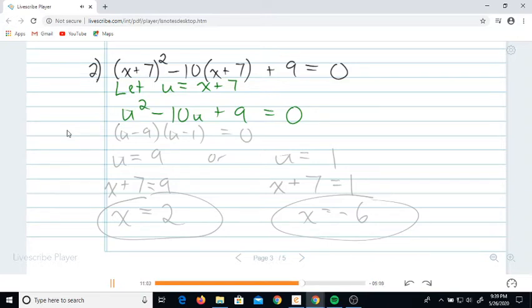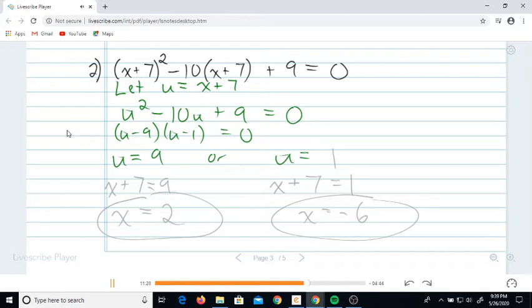Now let's go ahead and solve this. We can factor it. It'll factor to minus 9 and minus 1. So u equals 9, or u equals 1 for that to be a true statement. Now, we don't want to make the mistake of stopping here. We want to solve the original equation, which had x as a variable. So now that we're done with u, we can switch back to x.